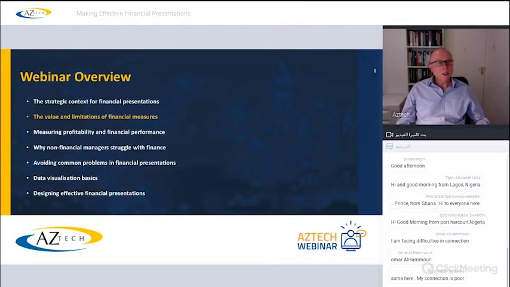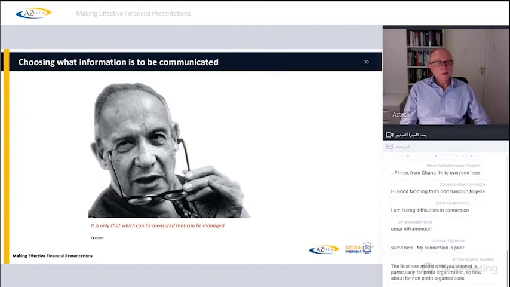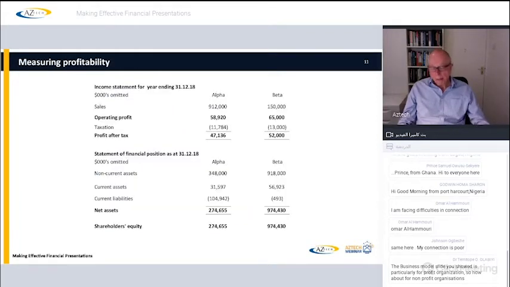Okay, let's look at the issue of financial measures. Peter Drucker famously said, "It is only that which can be measured that can be managed." And so we need to be very careful in choosing what information we use as financial measures, because that's what we'll be focused on and that's what will be managed.